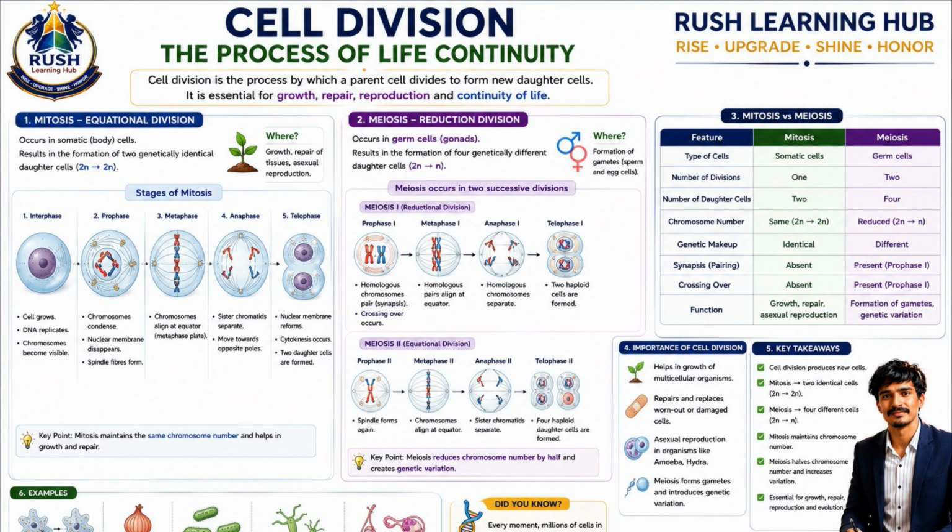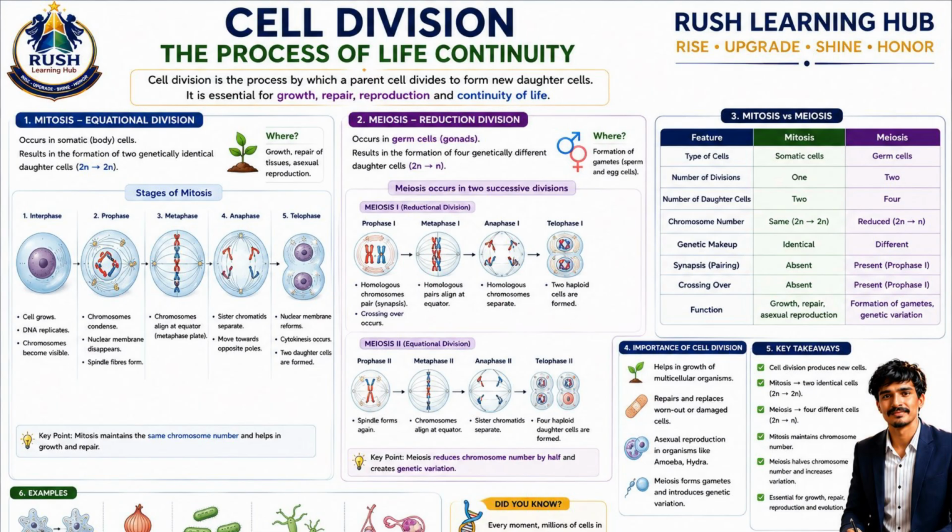Now let us compare mitosis and meiosis. Mitosis occurs in body cells, whereas meiosis occurs in reproductive cells. Mitosis produces 2 identical daughter cells, whereas meiosis produces 4 genetically different daughter cells. Mitosis maintains chromosome number, whereas meiosis reduces chromosome number by half. Mitosis is important for growth and repair, whereas meiosis is important for sexual reproduction and genetic variation.